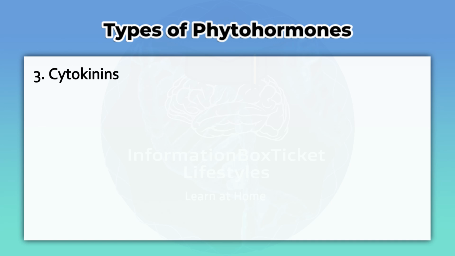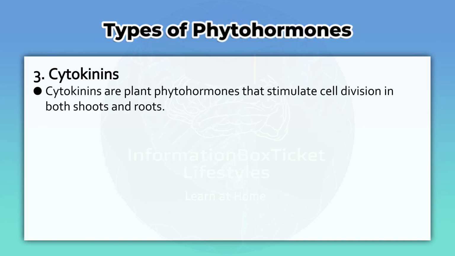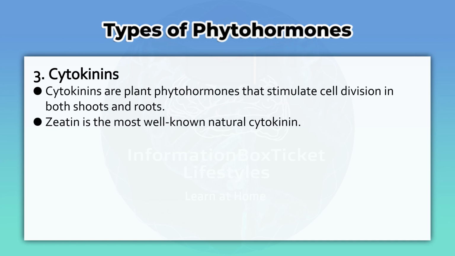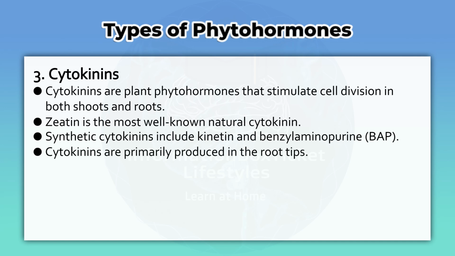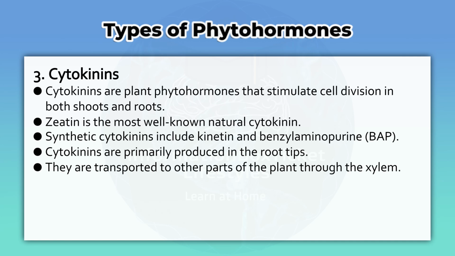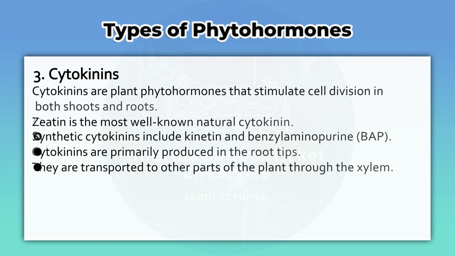3. Cytokinins. Cytokinins are plant phytohormones that stimulate cell division in both shoots and roots. Zeatin is the most well-known natural cytokinin. Synthetic cytokinins include kinetin and benzylaminopurine, BAP. Cytokinins are primarily produced in the root tips. They are transported to other parts of the plant through the xylem.